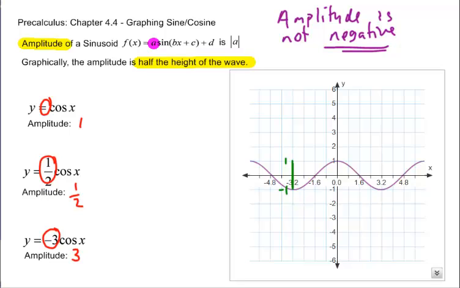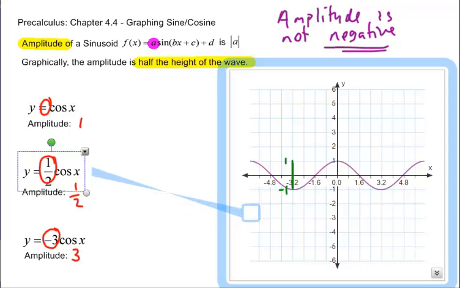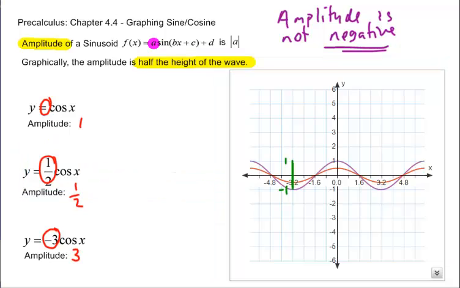What about 1/2 cosine x? Now think about your functions. Think about all the other functions that we've ever worked with. If you had a half in the front, didn't that make your graph wider? Well, let's have a little look here at what happens when we do 1/2 cosine x. So now we've got that vertical shrink that's taking place on our graph.